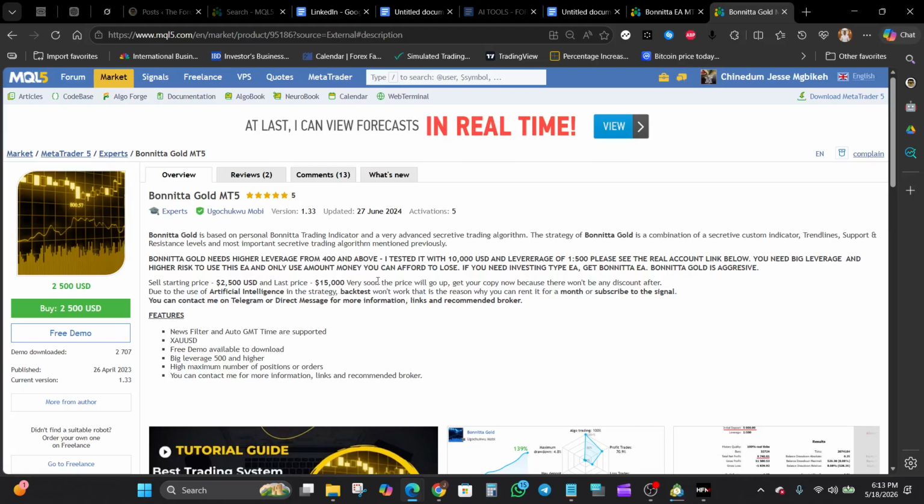Now, according to the description here, Bonnitta Gold is built around the developer's personal Bonnitta trading indicator, together with a combination of trend lines, support and resistance levels, and what is described as a secretive trading algorithm. The page also mentions the use of artificial intelligence within the strategy.